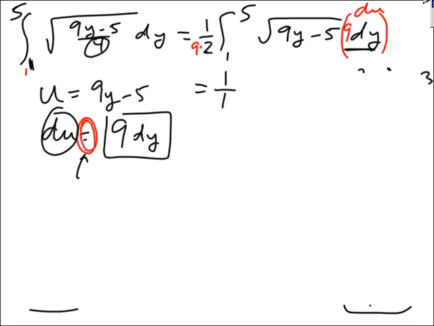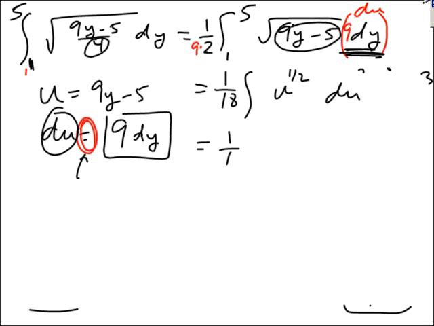So now I have 1 over 18, the integral of, this piece here is du, and this is u. Square root of u means u to the half. But that's a simple integral now. I add 1 to this power, which is 3 halves, and then I divide by 3 over 2.